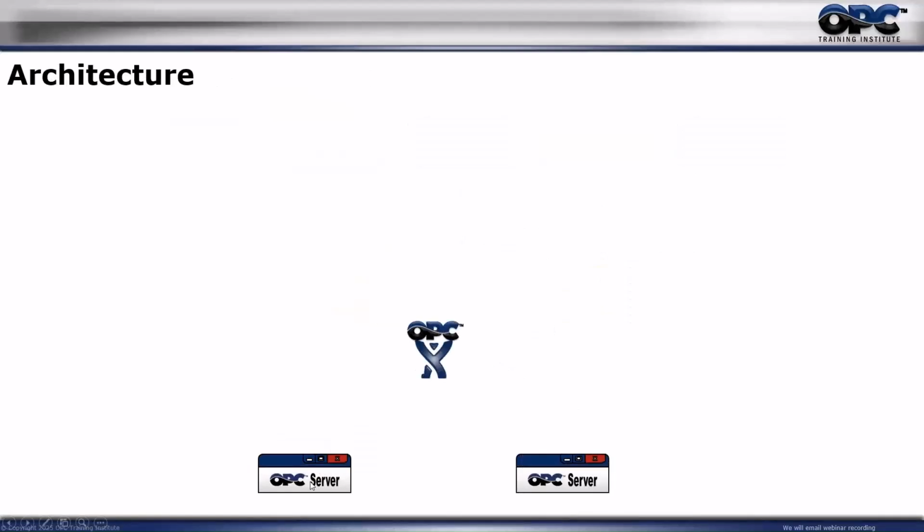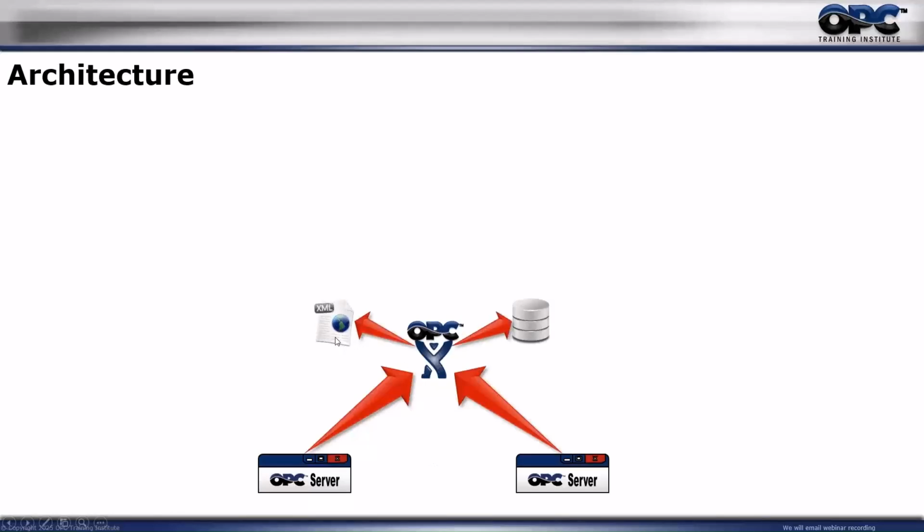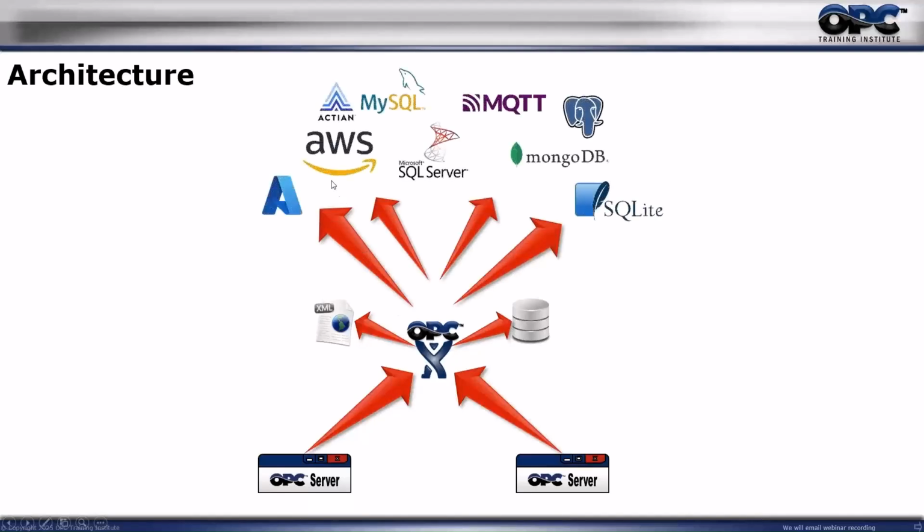And here's what we're going to do. Oh, one more little architecture diagram. So again, we've got the data coming in from OPC servers. We can store the data in XML or CSV, and then send the data out to a whole bunch of different data destinations. There are more coming. This isn't a complete list, but you see quite a few.